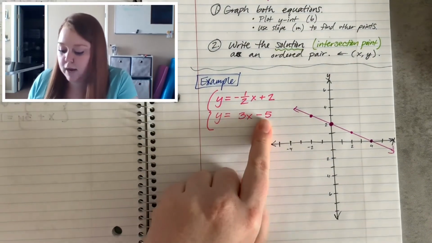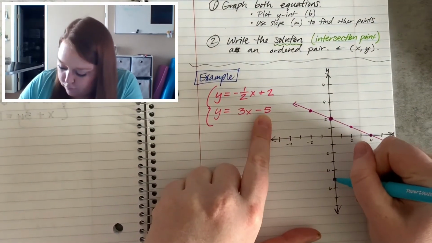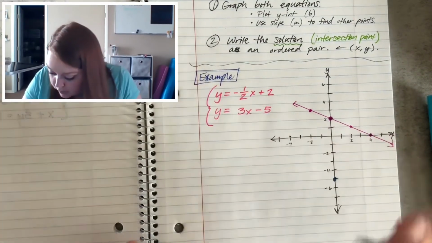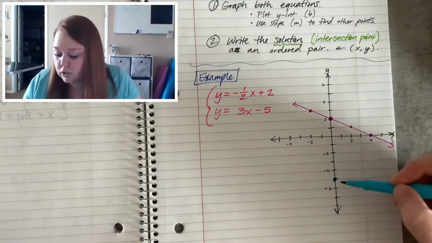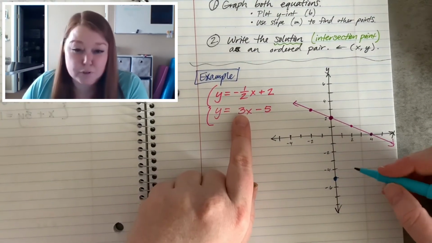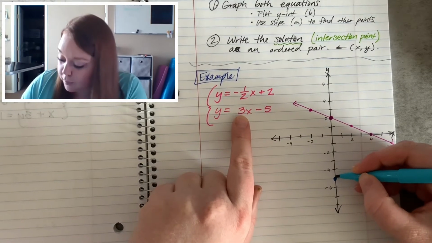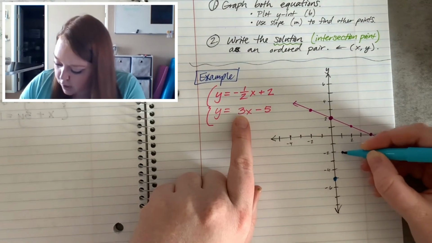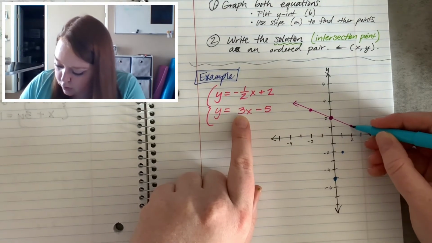Second equation has a y-intercept at -5. Ooh, totally forgot to put my little negatives. Whoops. So -5, and then the slope is 3. Remember, that's like 3 over 1. So it's going up 3: 1, 2, 3, over 1.